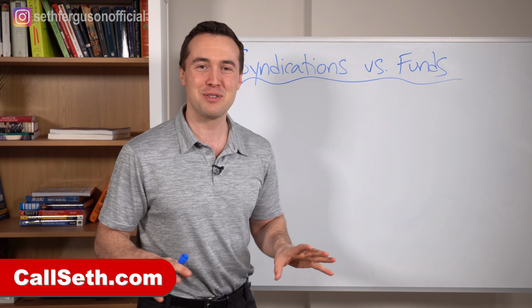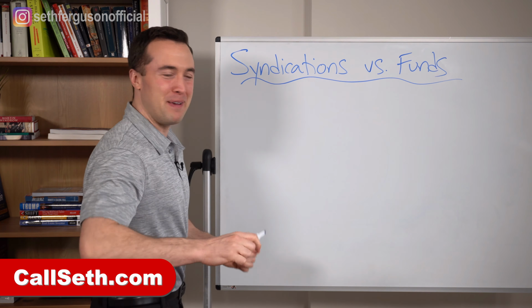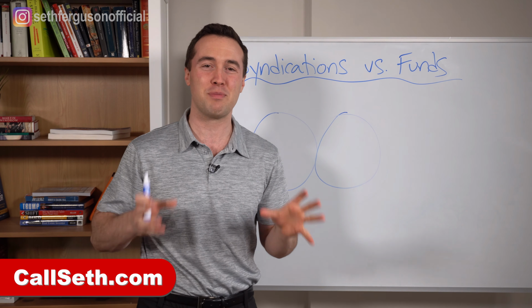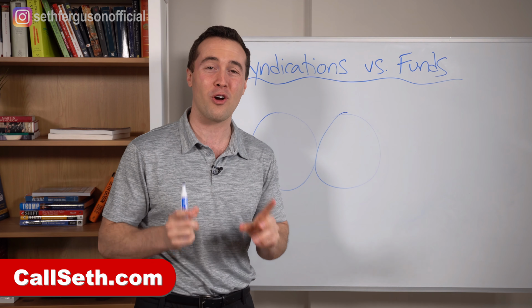So I'm going to do some arts and crafts right now. Bear with me. I'm going to attempt to draw two circles. And actually, these aren't too bad. With syndications and funds, the structure is very similar, but like I alluded to, there are key differences. So we have two parts to a syndication and a fund. We have the GP and the LP.